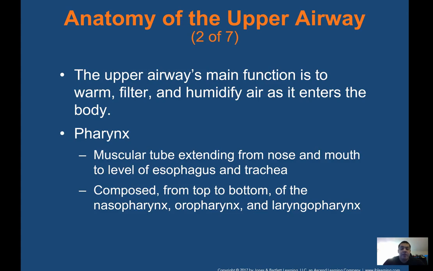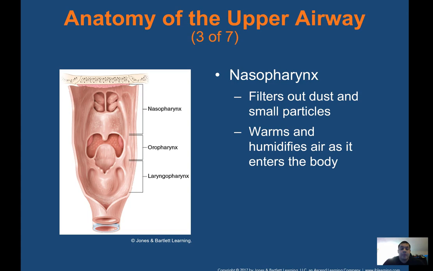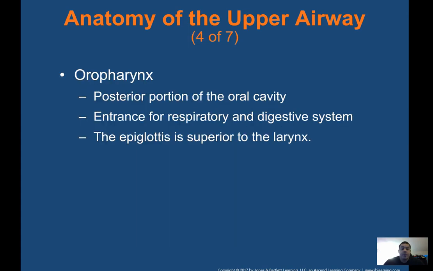Pharynx, muscular tube extending from nose and mouth to level of esophagus and trachea. Composed from top to bottom of the nasopharynx, oropharynx, and laryngopharynx. Nasopharynx filters out dust and small particles, warms and humidifies air as it enters the body. Oropharynx, posterior portion of the oral cavity, entrance for respiratory and digestive system. The epiglottis is superior to the larynx.